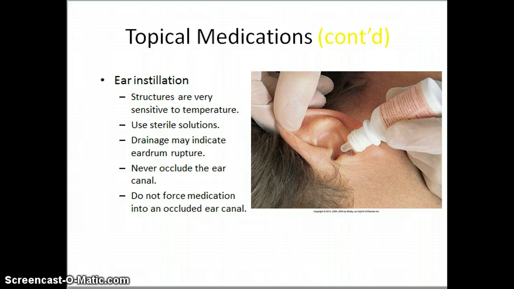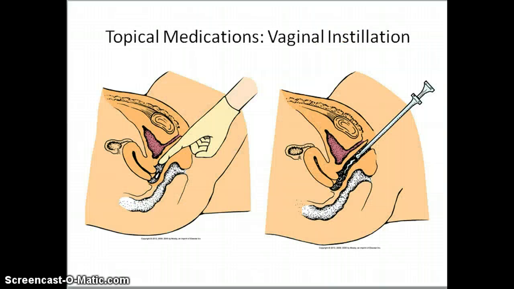If we do notice ear drainage, we want to make sure that we assess that to make sure what that is coming from. Never irrigate if we think there is a rupture of the eardrum and possible clear fluid. Forcing medications into an occluded ear canal creates pressure that could injure or rupture that eardrum.